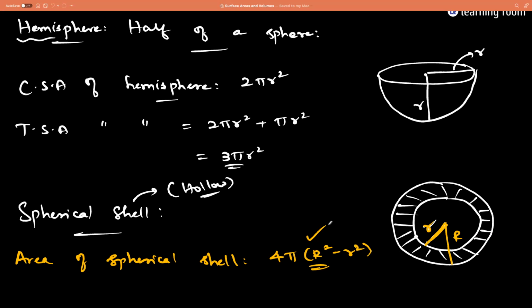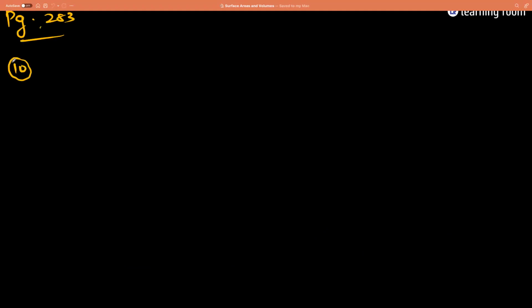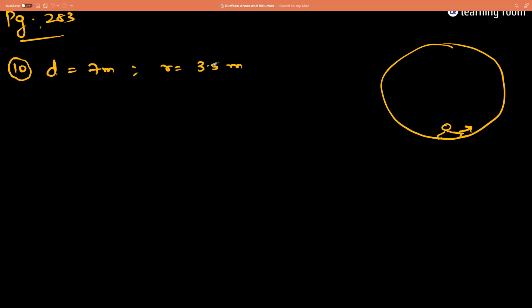Now, question 2.83 in your MTG 10. We have a hollow sphere in which a circus motorcyclist performs a stunt, and it has a diameter of 7 meter. Find the area available to the motorcyclist for riding. There is a hollow sphere, and in it a motorcyclist is trying to take a turn along the perimeter. The diameter is given as 7 meter, which implies the radius is 3.5 meter.